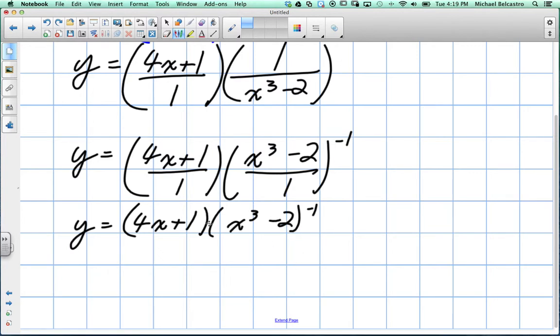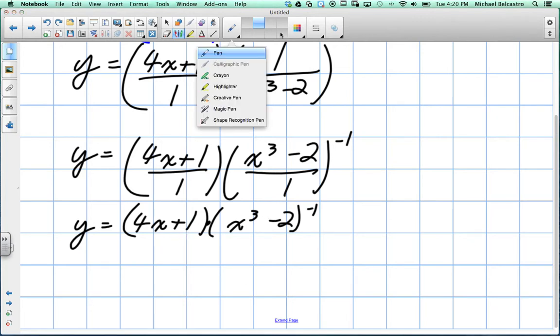Okay? So now we're dealing with a product. And if you remember the product rule, we find the derivative of the first one times the original of the second, and then vice versa. So we'll do that very quickly here.